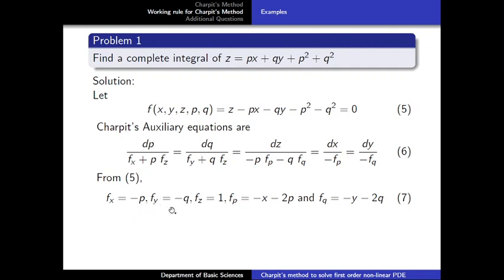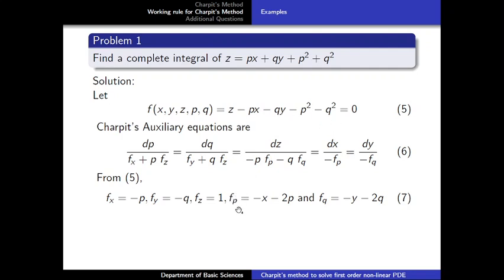Now fy is equal to the partial derivative of this term with respect to y. Only one term, minus qy, contains y. The derivative of this term is minus q and the derivative of all other terms reduces to 0 because they are treated as constants. Now fz. To evaluate fz we have only one term that contains z. The derivative of z is 1. All other terms are treated as constants, therefore the derivatives reduce to 0.